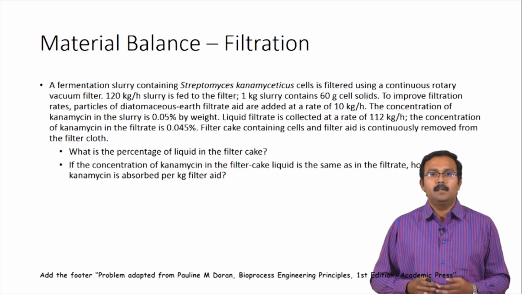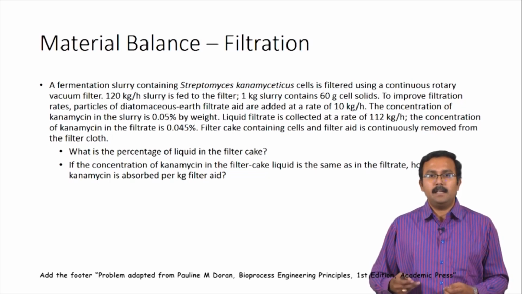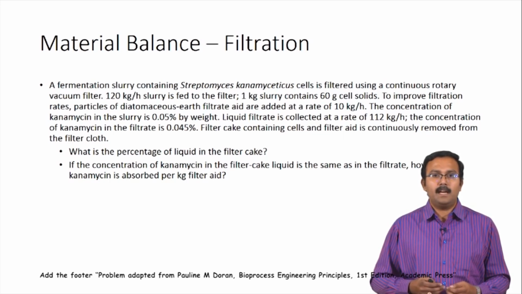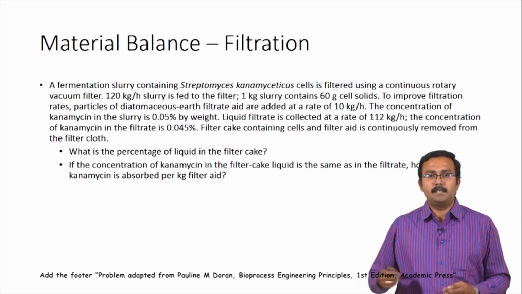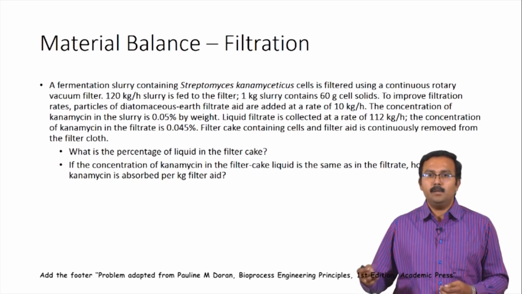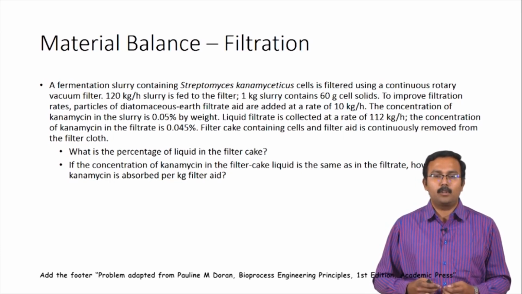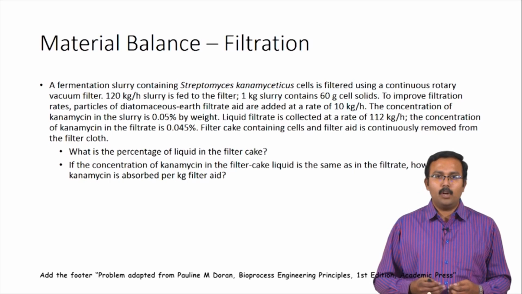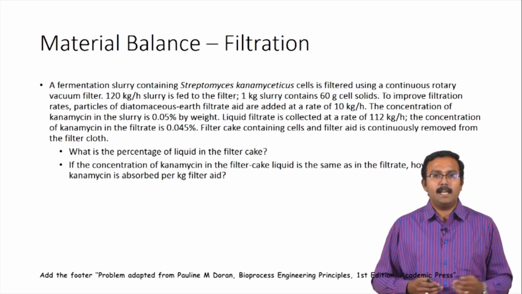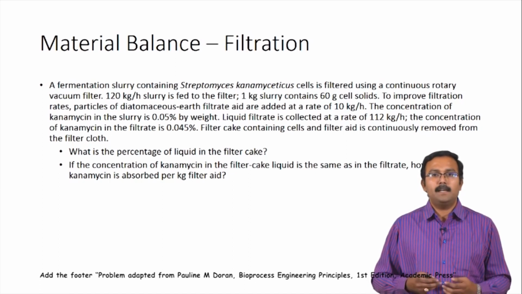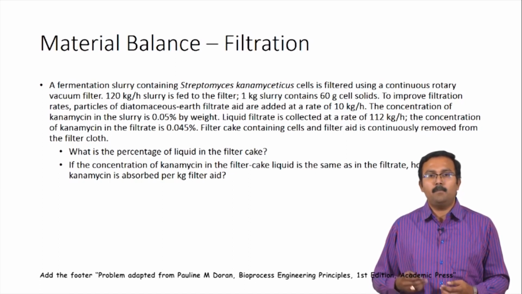The concentration of kanamycin in the slurry is 0.05% by weight. Liquid filtrate is collected at a rate of 112 kilograms per hour. The concentration of kanamycin in the filtrate is 0.045%. Filter cake containing cells and filter aid is continuously removed from the filter cloth. What is the percentage of liquid in the filter cake? If the concentration of kanamycin in the filter cake liquid is the same as that in the filtrate, how much kanamycin is absorbed per kilogram of filter aid?